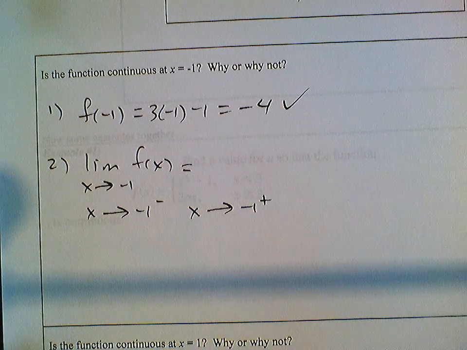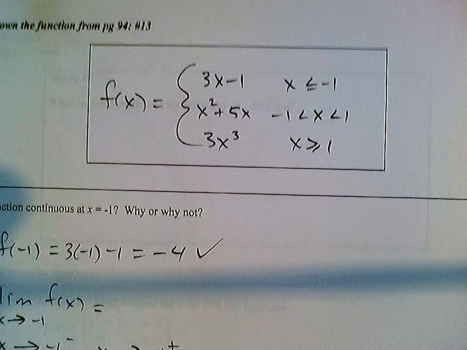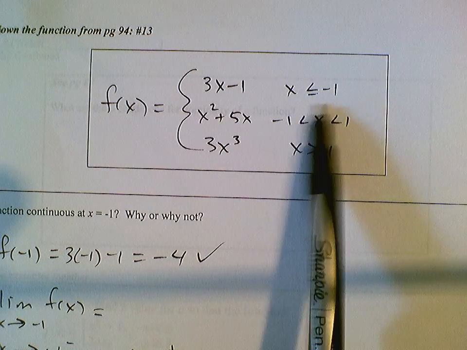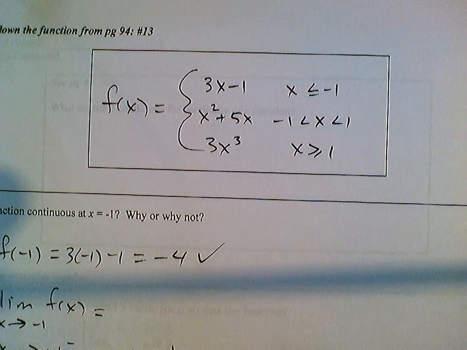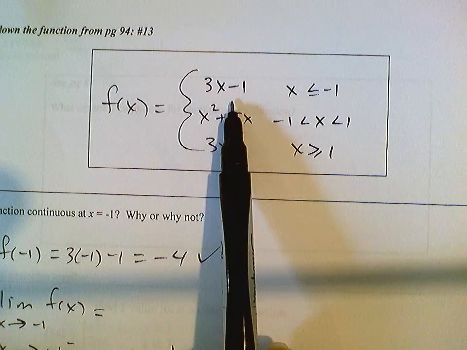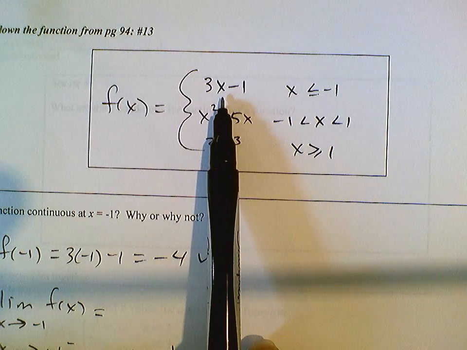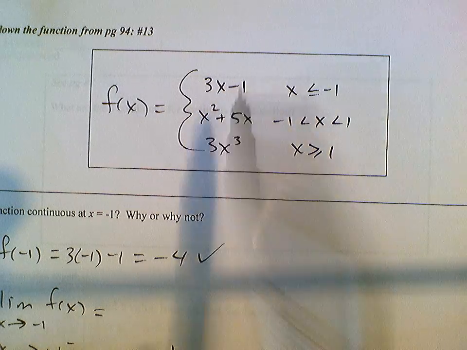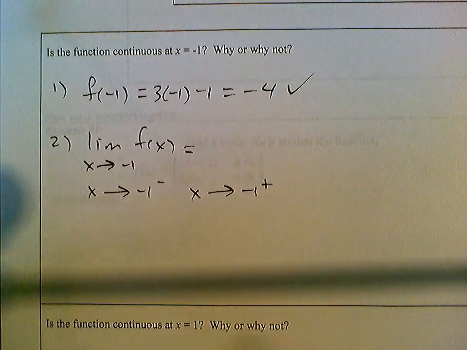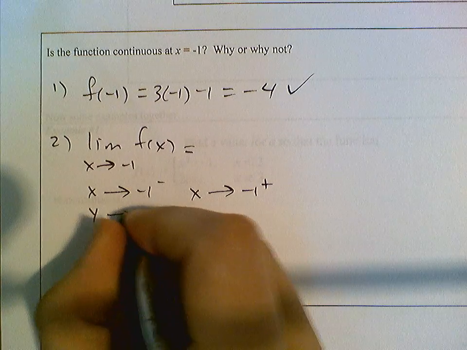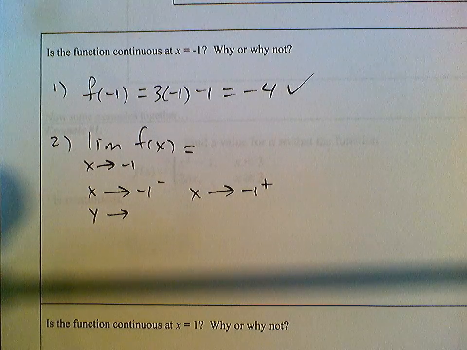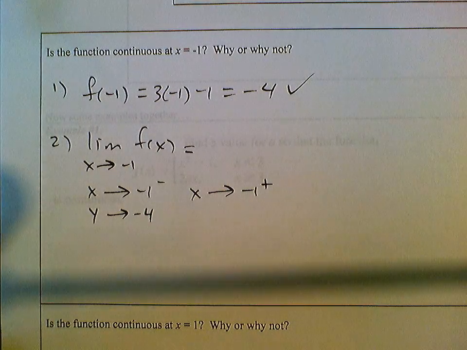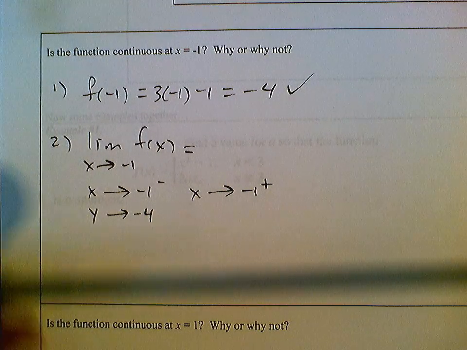Okay, so -1 from the left, I'm going to be using this first piece, because it's defined for these x's. So approaching -1 from the left, I'm using this piece, and as x gets closer and closer to -1, this is getting closer to 3 times -1 minus 1. All right, so the y's are approaching -4. And if I went too fast for you, please think about that.